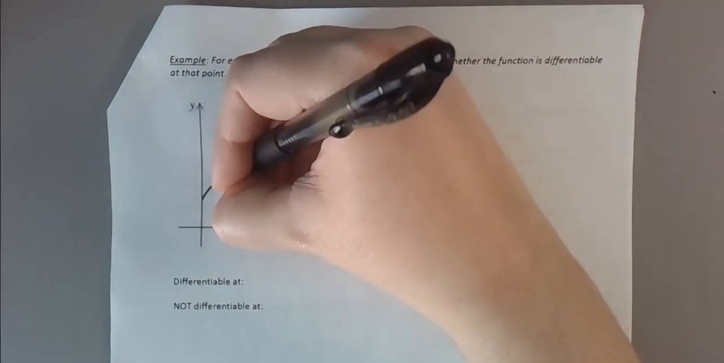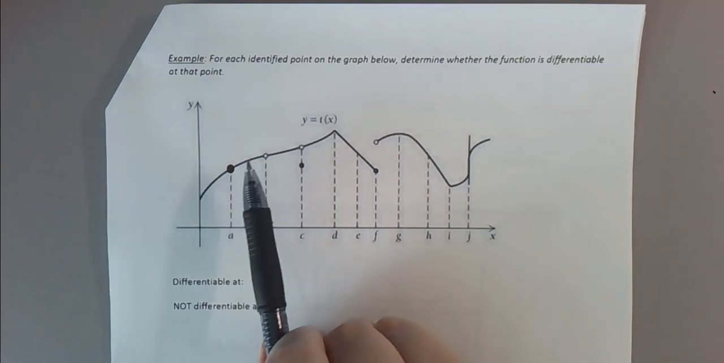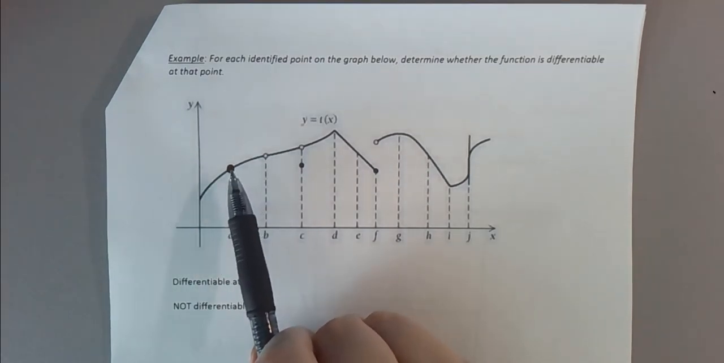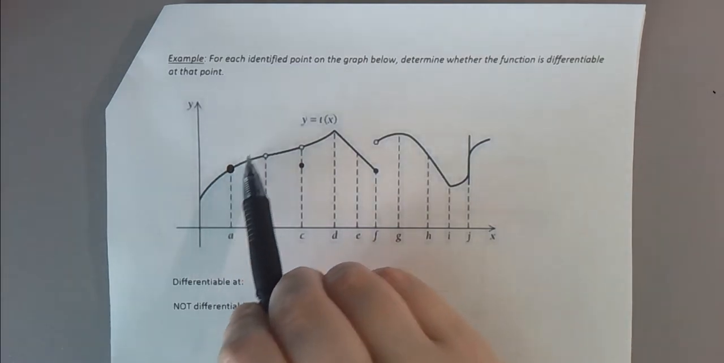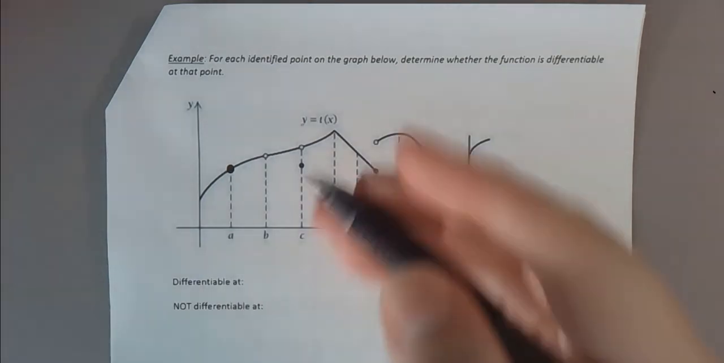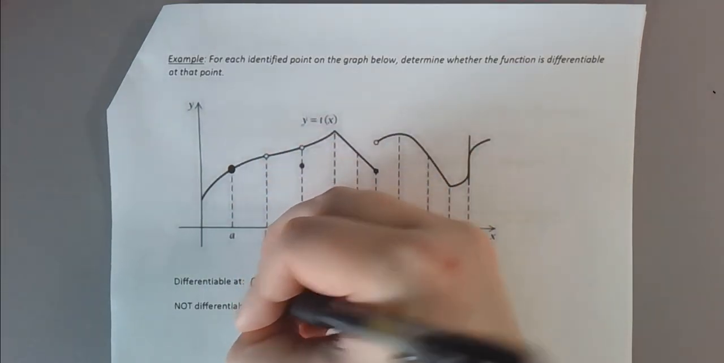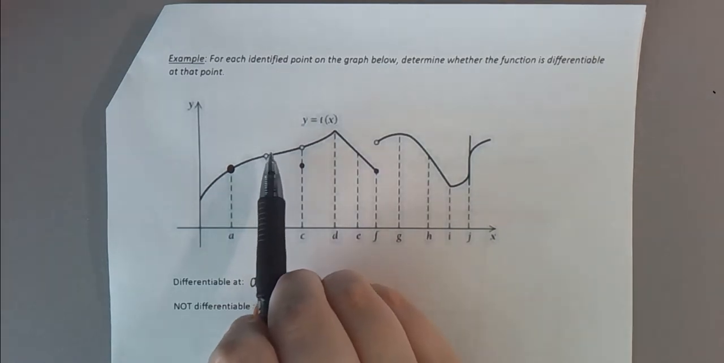So the first point here at A, that would be the actual point. It is continuous. There's no discontinuity. There's no sharp corners right there. And the tangent line would definitely be a diagonal line. It would not be a vertical line. So that represents a location where we are differentiable.